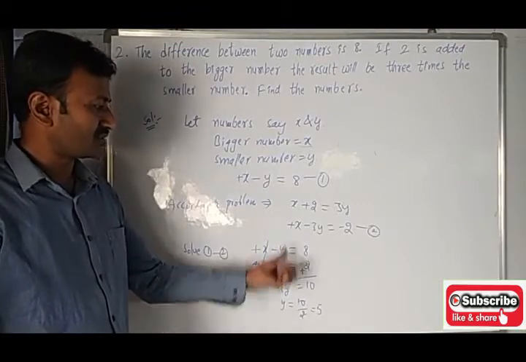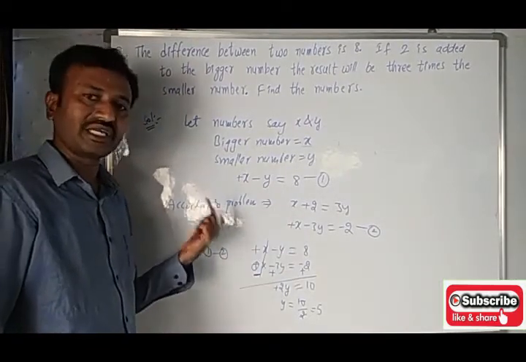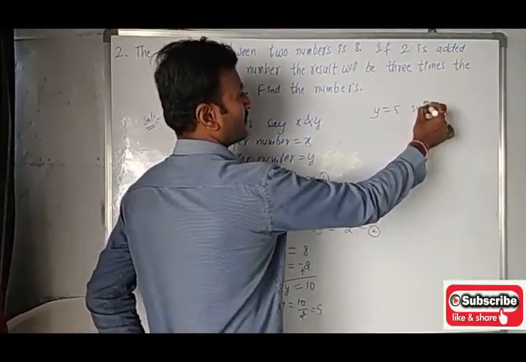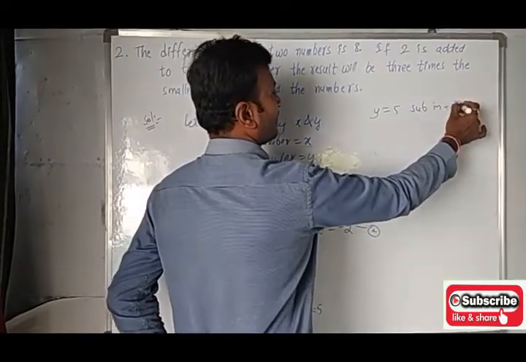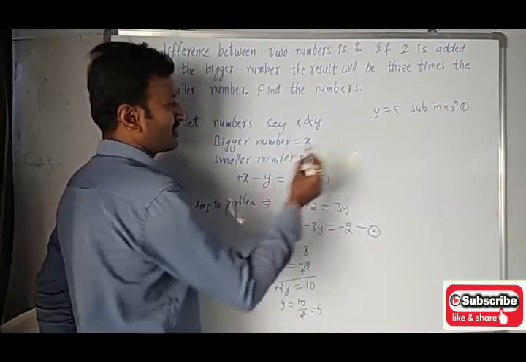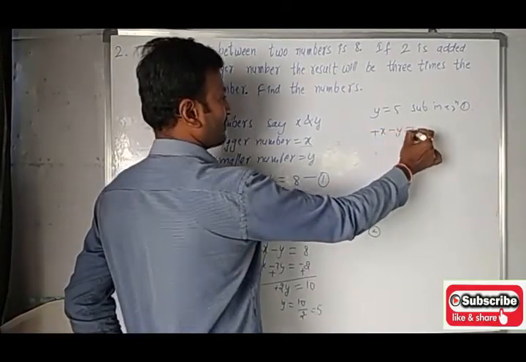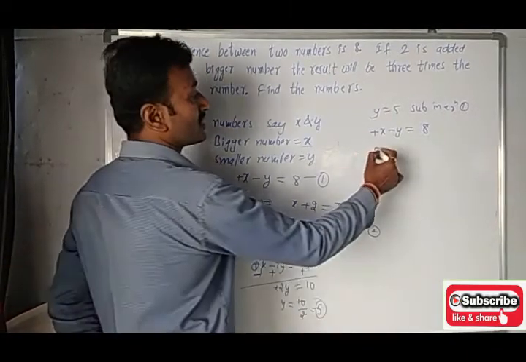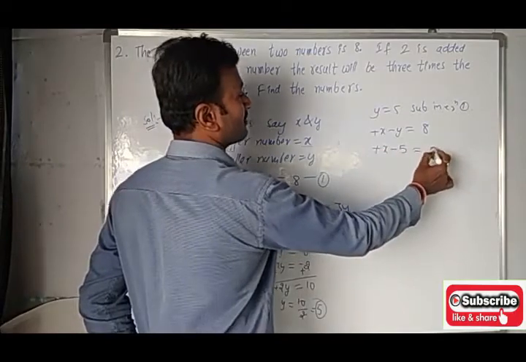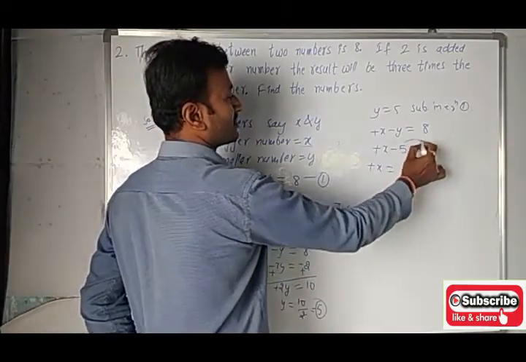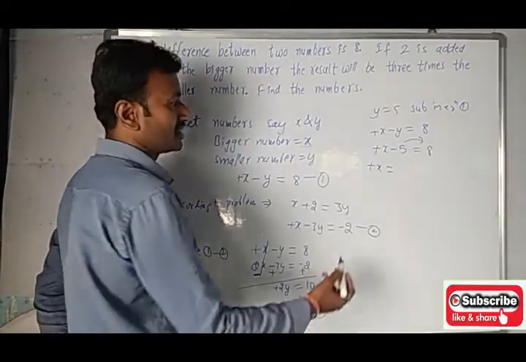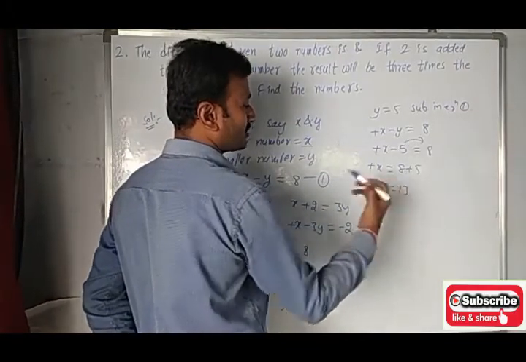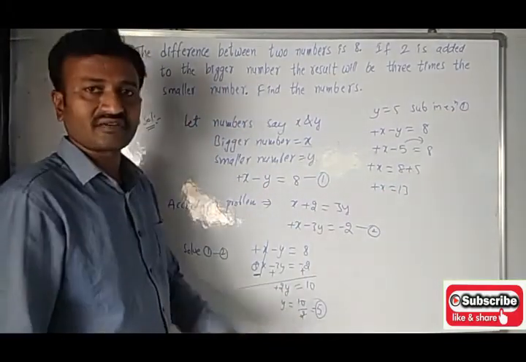Now this y, substitute in any of these two equations, and we will get x. So let us substitute in equation 1. Y is equal to 5. What is our equation 1? Plus x minus y is equal to 8. In the place of y, what will we substitute? 5. So plus x minus 5 is equal to 8. Transposing the minus 5 to the right hand side, it becomes plus 8 plus 5, so x is equal to 13. So our x is 13, our y is 5.